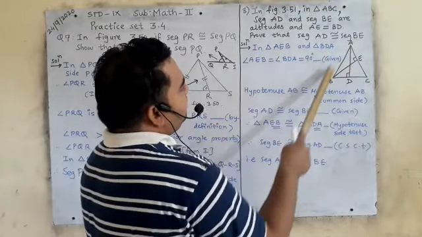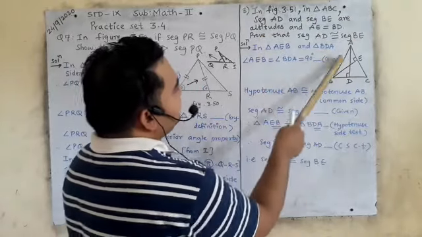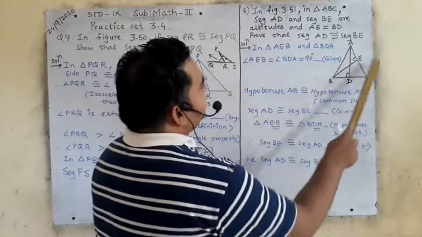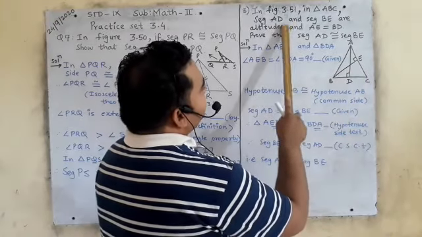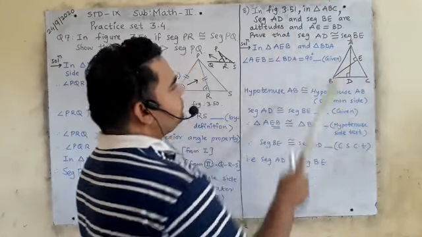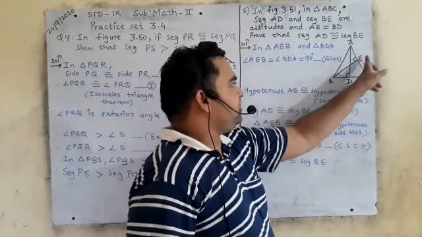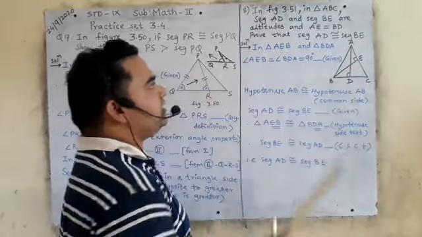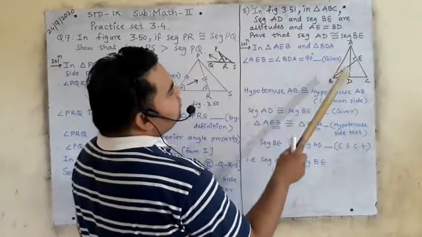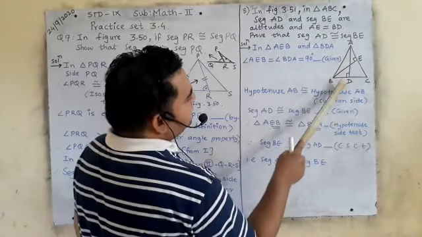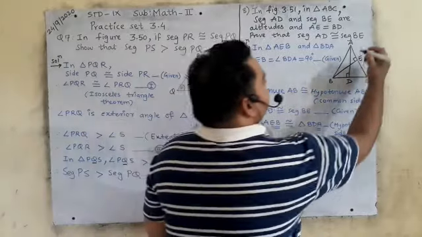In triangle ABC, segment AD and segment BE are altitudes. Can you see the altitude symbols over there? So BE is an altitude and AD is also an altitude. And AE is equal to BD. This is given.